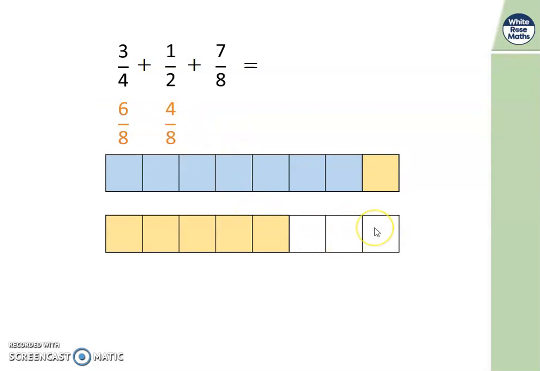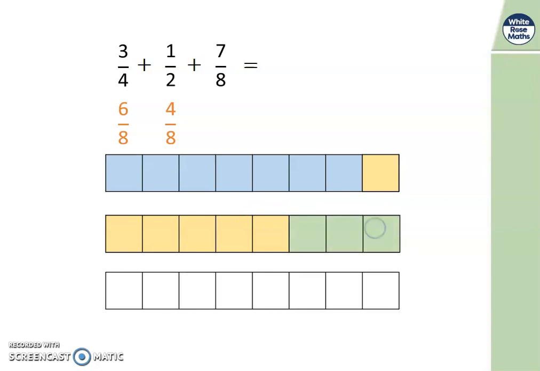And now I need to add on 4/8, but you'll notice I've only got 3 spaces left. So I can shade those in green, but I'm going to need to draw another bar because I've only got 3 pieces. I need another 1. That's now 4/8. So 6 add 4 I know makes 10. Add 7 more makes 17.